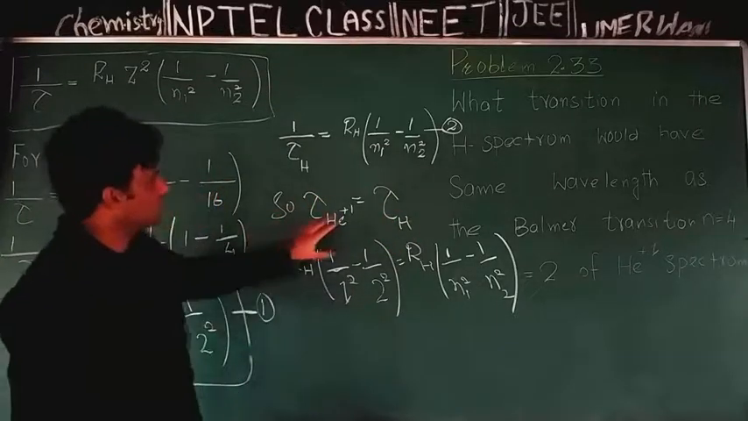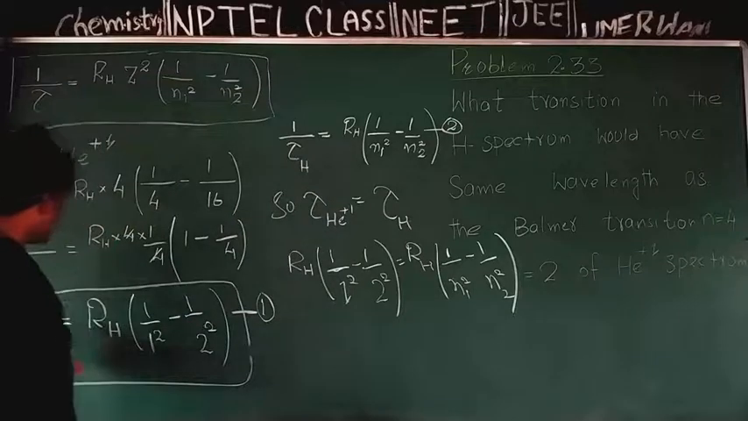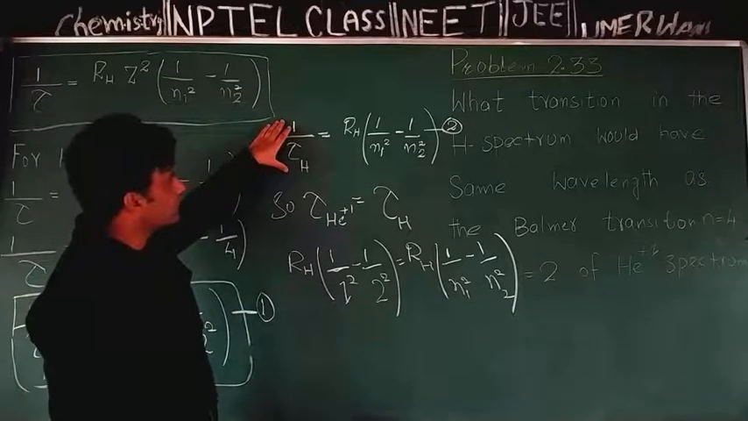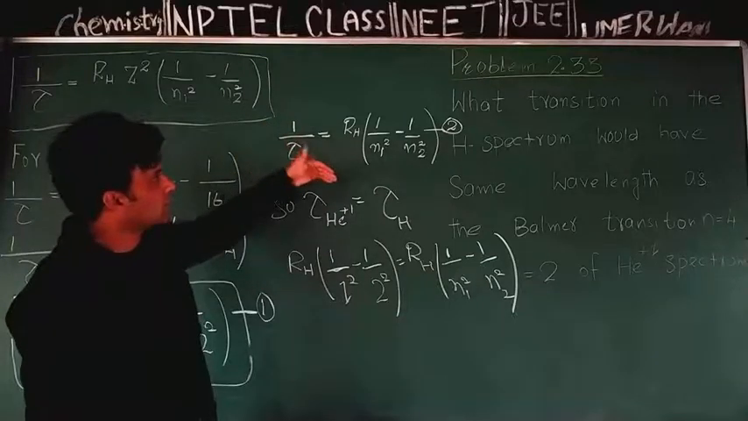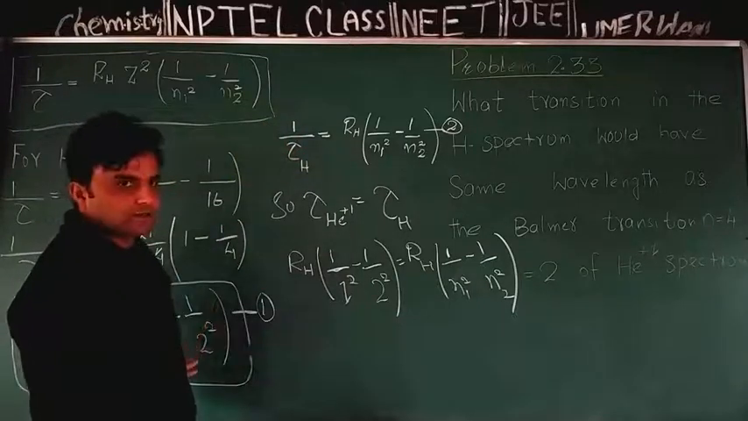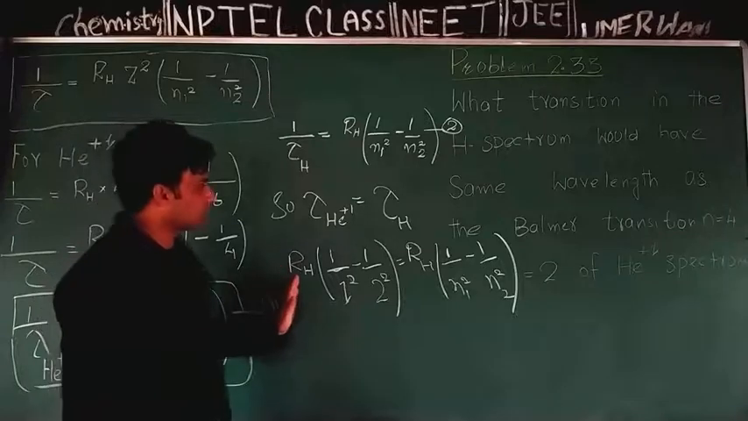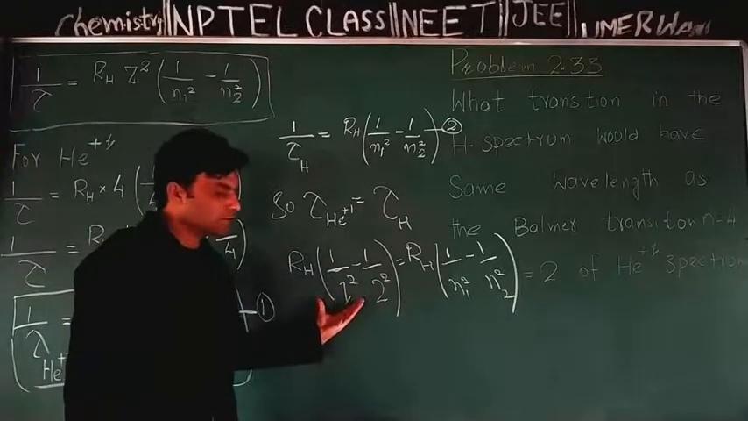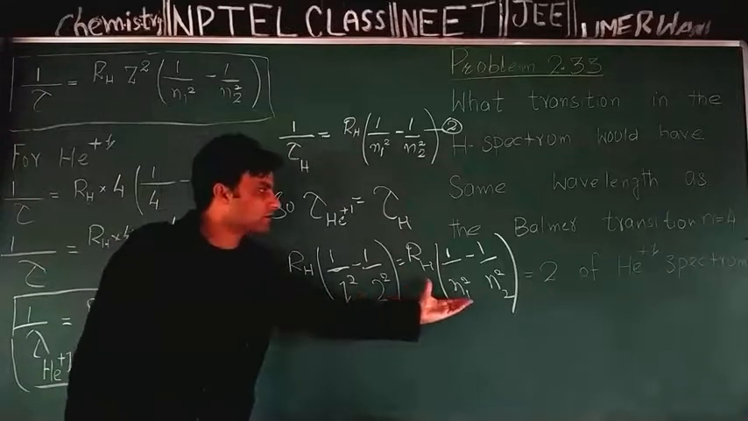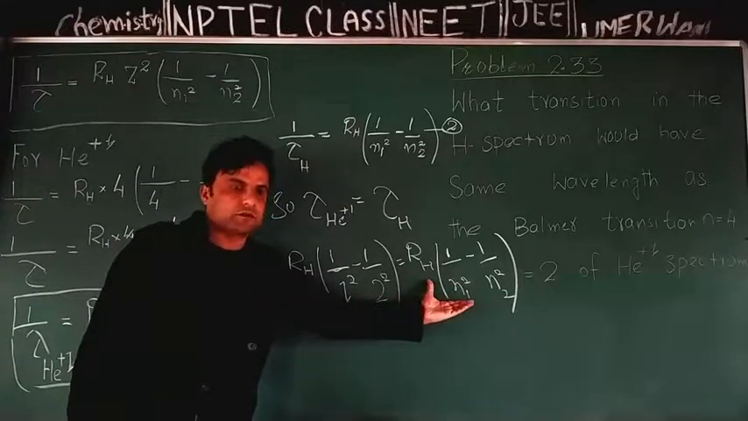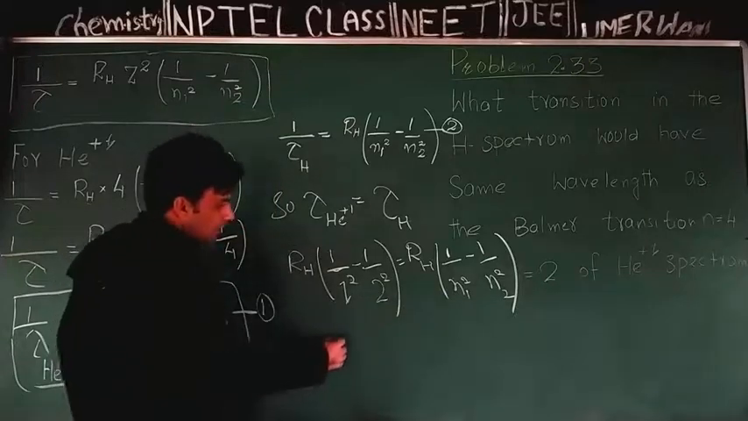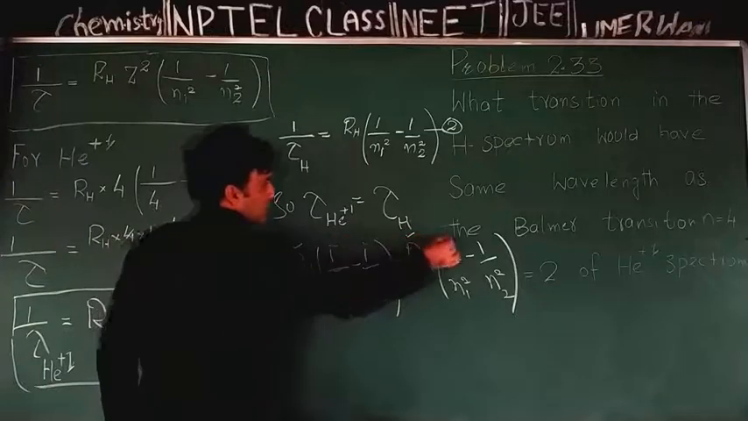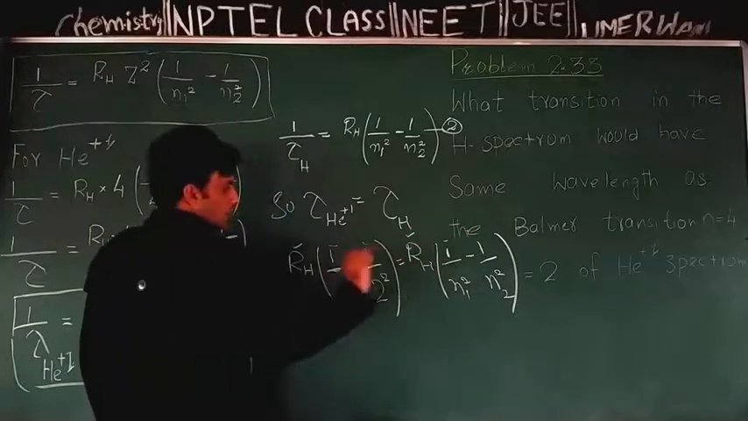If wavelengths are same, their reciprocals in equation first and second will also be equal. So if I compare equation 1 and 2, their LHS sides are equal, their RHS sides will also be equal. So RHS side of equation 2 for helium ion will be equal to RHS side of equation 2 for hydrogen atom. But this is true only when RH is same for both, 1 is same for both, squares are also same.